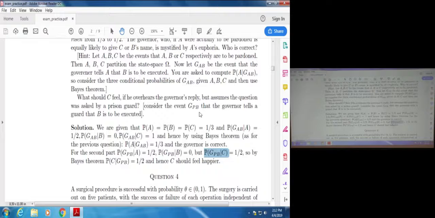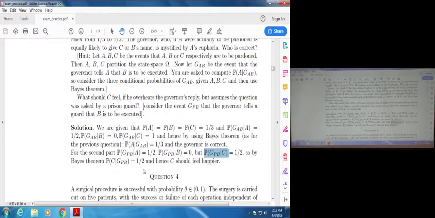The difference between this one and this one is that in this case, A, the prisoner, is asking the question, whereas here, the prison guard is asking the question. That's the key difference. Now you just do the computation I described. You compute the posterior probability of C, so C given G of P B, which is the probability of G of P B given C times the probability of C, over the probability of G of P B, which can be inferred from these probabilities.